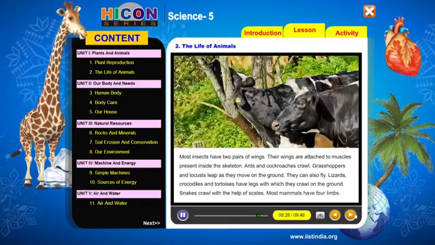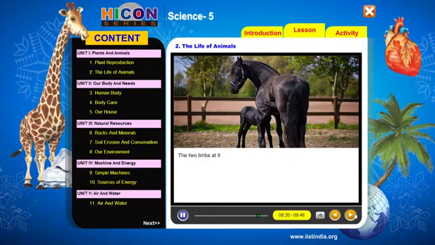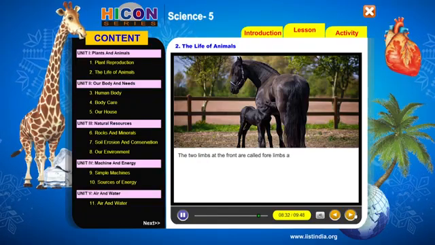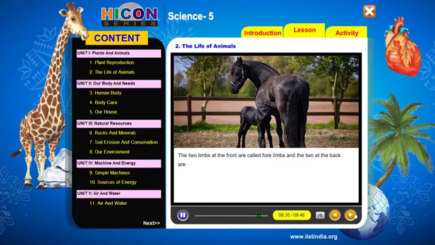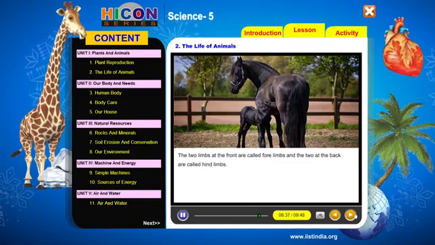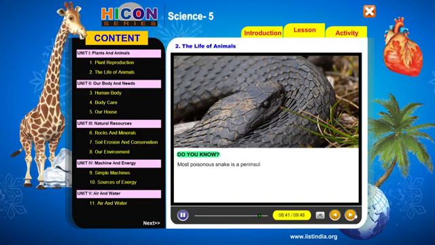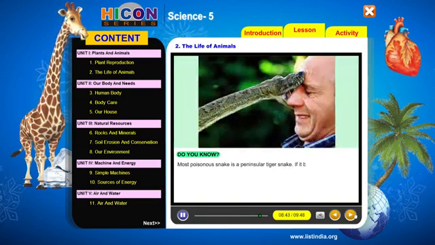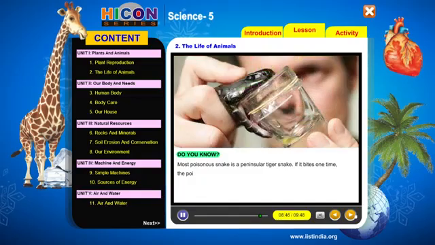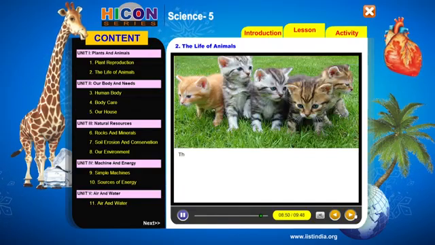Most mammals have four limbs. The two limbs at the front are called forelimbs, and the two at the back are called hind limbs. Do you know the most poisonous snake is the peninsular tiger snake? If it bites one time, the poison injected is sufficient to kill 10 persons.